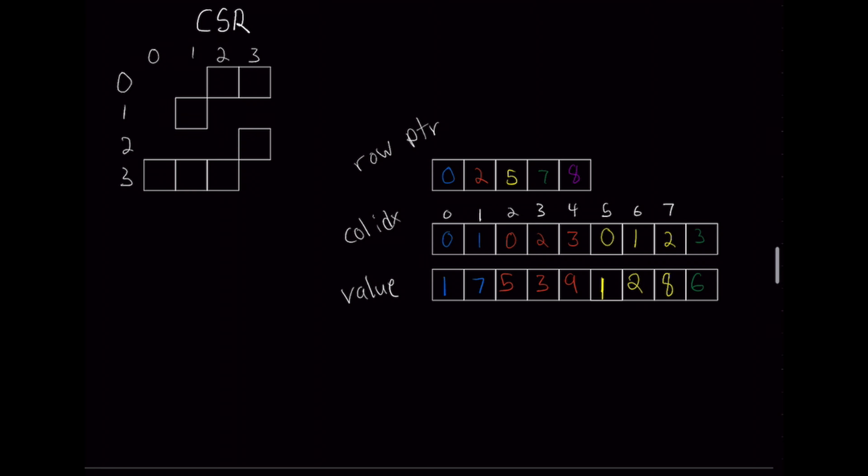Oh wait, we're not done yet. Shifting the values to the right cause our entire array to increase in total numbers as well as the row pointers. So every row pointer after the value needs to be incremented by 1. And as such, we get a new compressed sparse row with row pointers 0, 2, 5, 8, and 9.